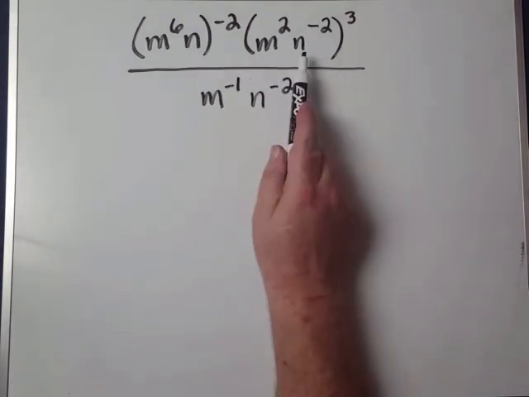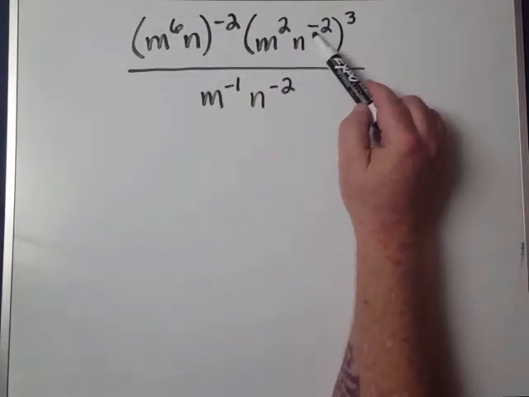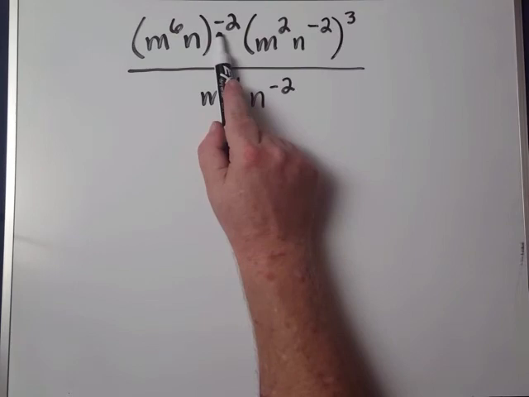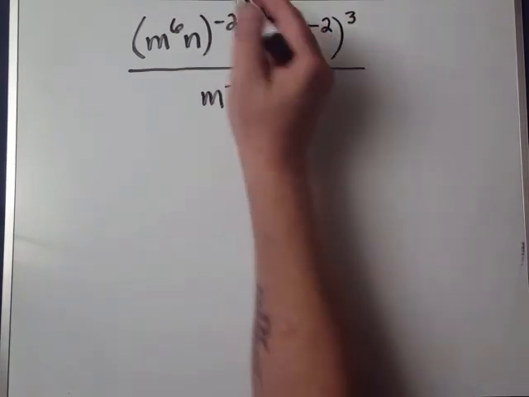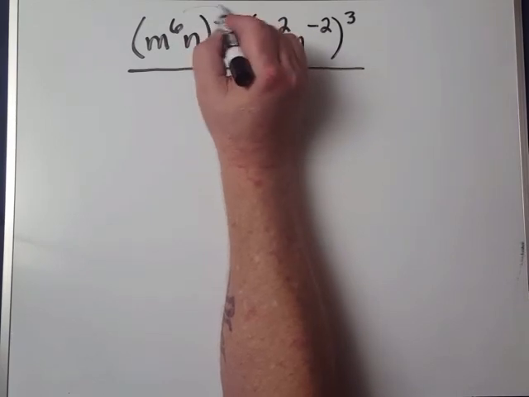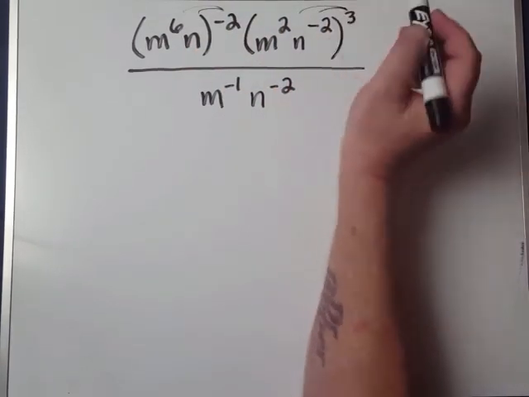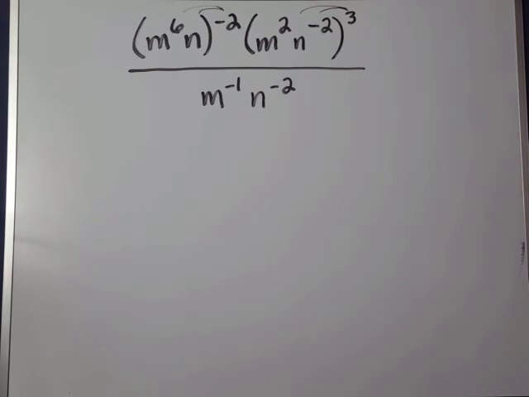I've got parentheses. I've got negatives inside. I've got negatives outside. I think the first step that I would do on this is distribute these powers so that I can drop the parentheses. Now, if you want to pause here and join me for the next step, go ahead and do that.